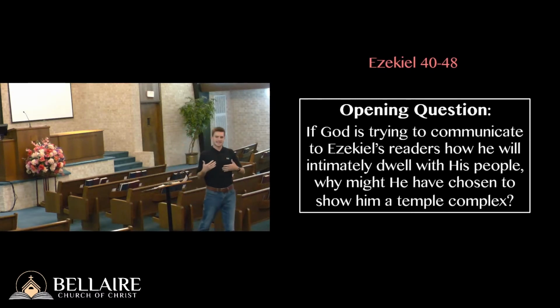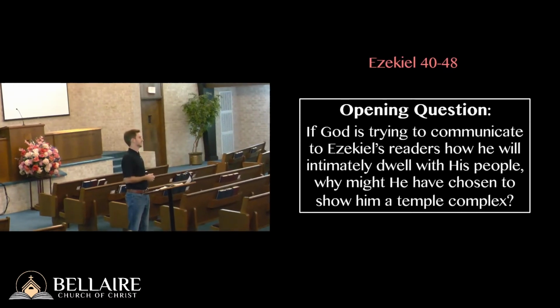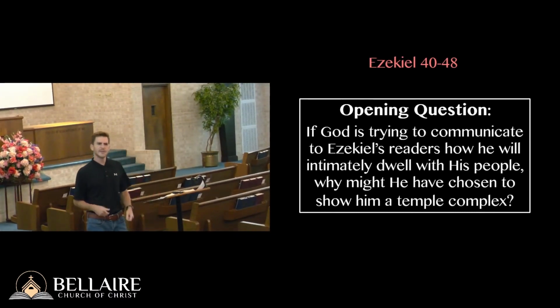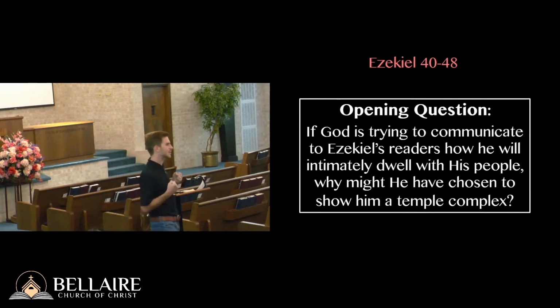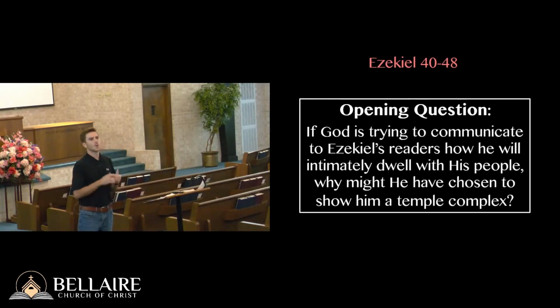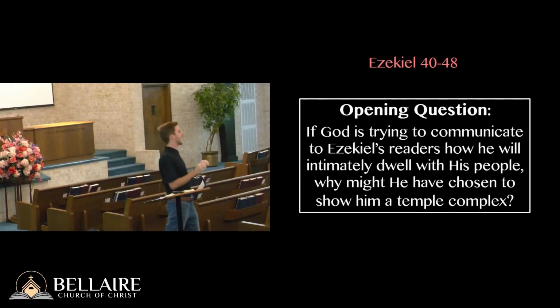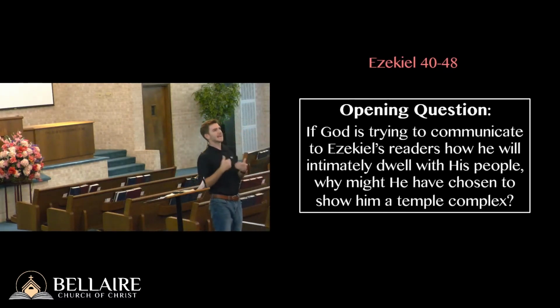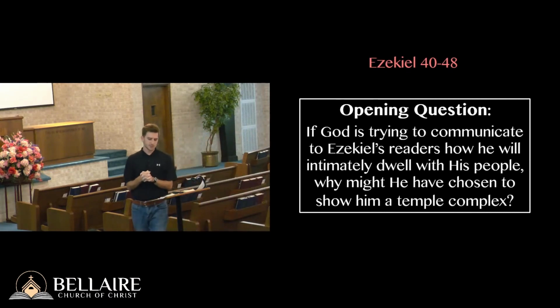We might think of other ways that God might describe how much he wants to have a relationship with us. The first thought in our mind, probably the first 10 items, 50 items, would not include, well, if he really described a detailed building, that would just really help me to see how much he wants to have a relationship with me. Right? So why? We don't know the mind of God, but if you had to guess, why might God have chosen to describe a temple complex as he's trying to communicate to Ezekiel's readers the relationship that he wants to have with them?